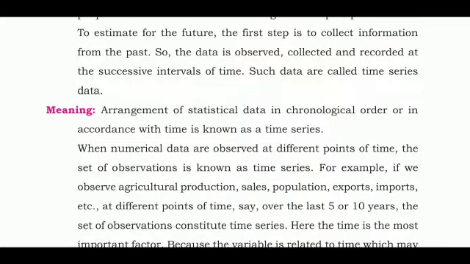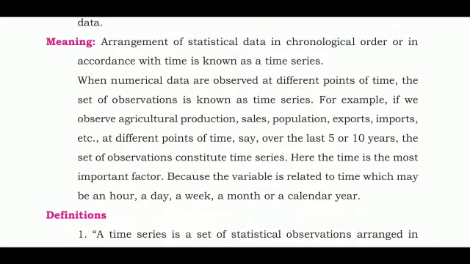Now let us see what is the meaning of time series. Arrangement of statistical data in chronological order, or in accordance with time, is known as time series. Chronological order means according to time. So for example, if you are going to collect data over a period of time, say for any product, for example sales, production, or population for a period of 5 to 10 years, and you represent that data over a period of time, that we call time series.